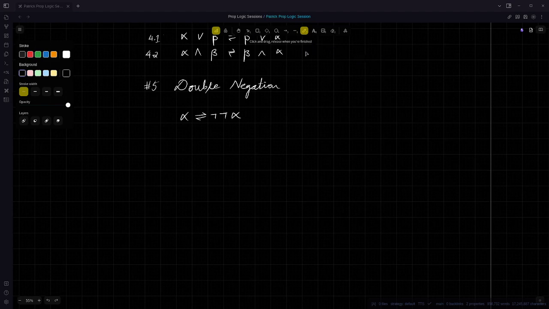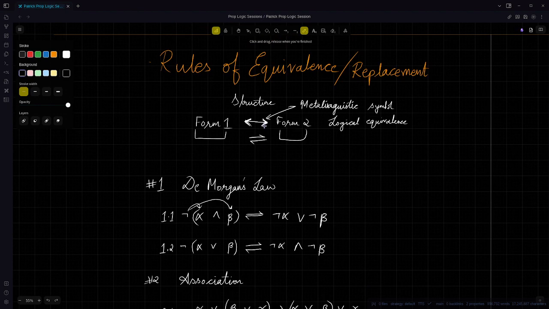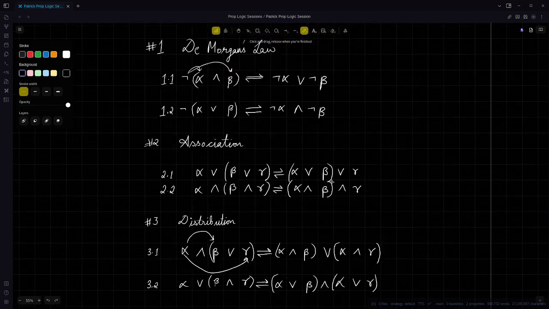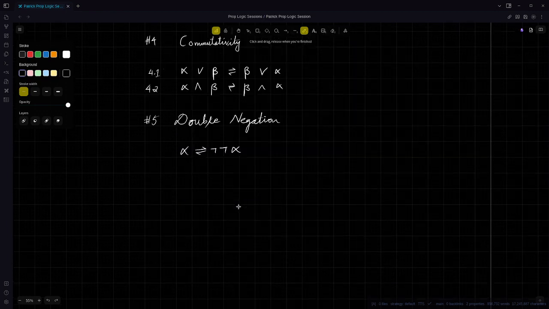Okay, we are back to learning prop logic, and last time we did rules of equivalence slash replacement, and I told you the structure. There's going to be a form one and a form two, joined by this metalinguistic logical equivalence operator, which tells you the replacements. We went over De Morgan's law, association, distribution, commutativity, double negation, and now we have five more left.